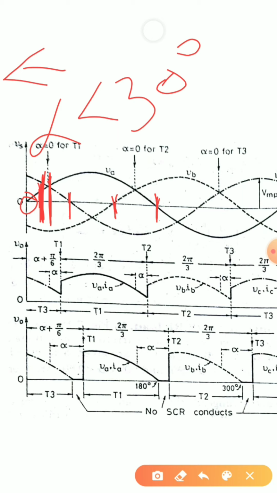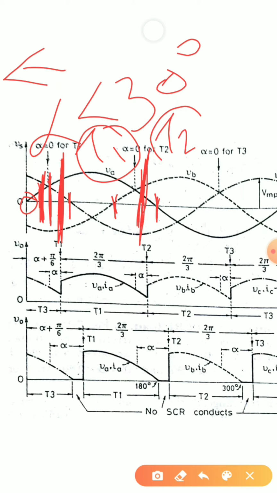Now when I am giving a firing pulse, after that instant plus 30 degree, my thyristor will start conducting. So plus 30 degree, let me consider, somewhere here my thyristor T1 will start conducting. After thyristor T1 starts to conduct, from there I have to move 120 degree. So this is 120 degree. Here my thyristor T2 is conducting. From T2 again I have to shift 120 degree, and shifting 120 degree I will get somewhere here. This is T3.